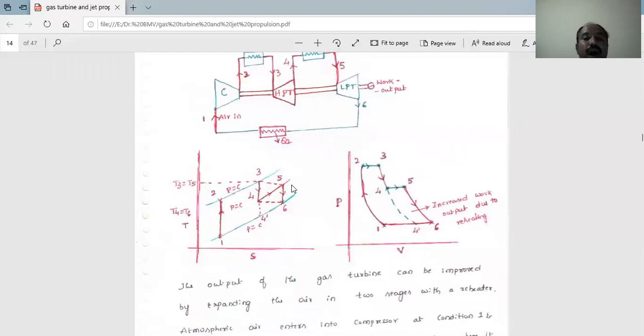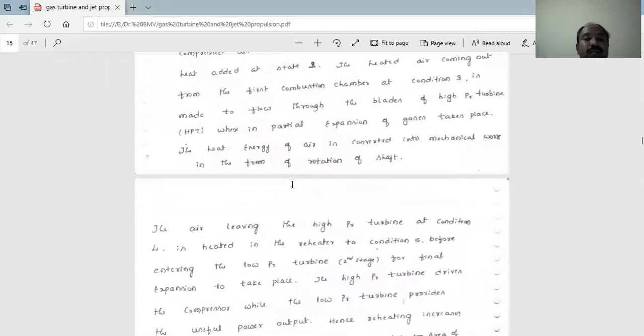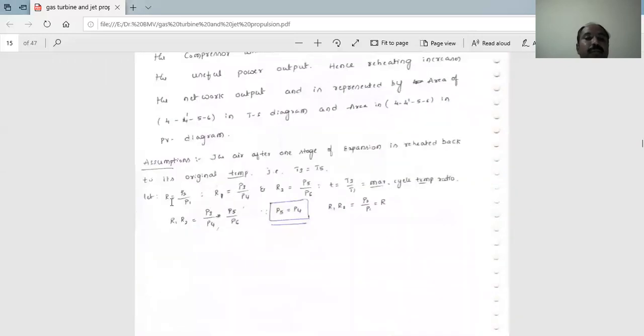Okay, now how to derive the expression for the gas turbine. Capital R is the pressure ratio for the isentropic compression process, that is P2 divided by P1, the compression ratio. Then R1 is equal to P3 divided by P4, the expansion process. Then R2 is P5 divided by P6. Then small t is T3 divided by T1, the maximum temperature ratio. This is R1 into R2, that is P3 divided by P4 into P5 divided by P6.